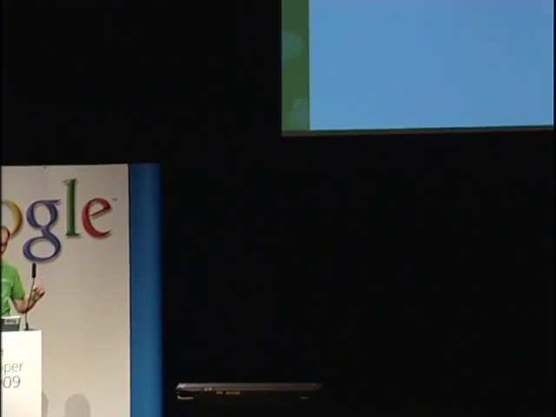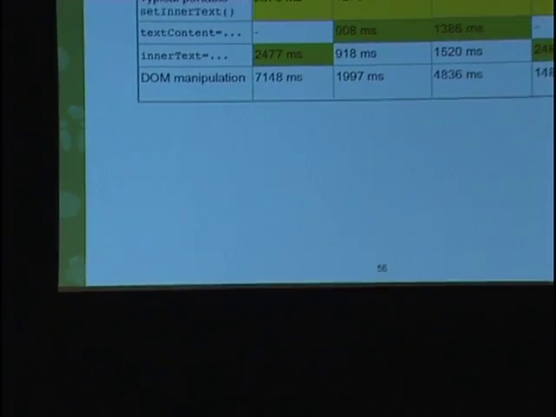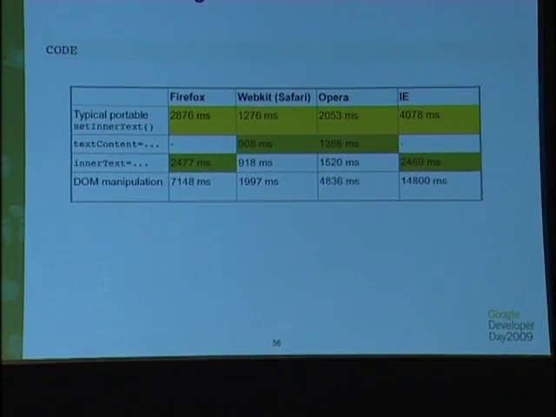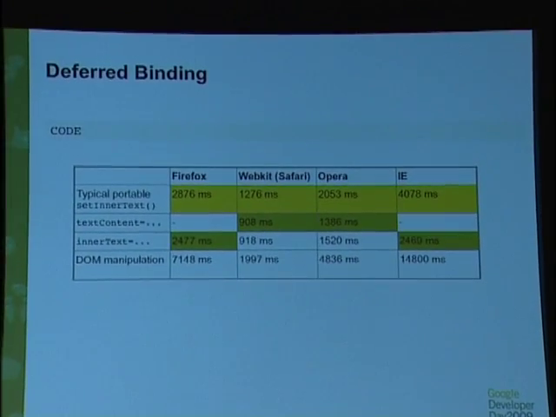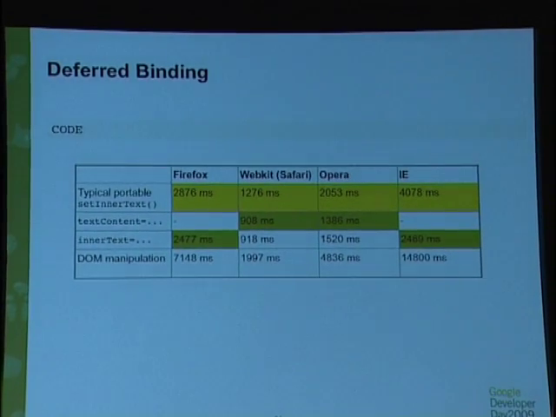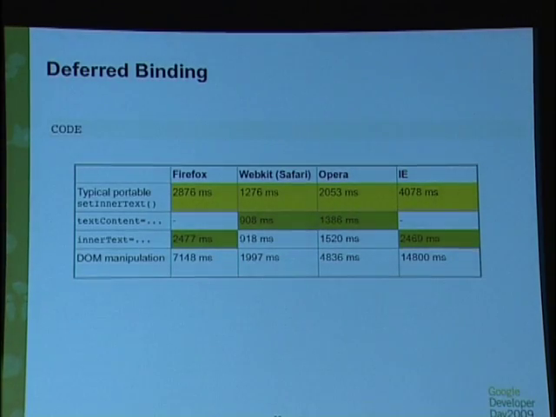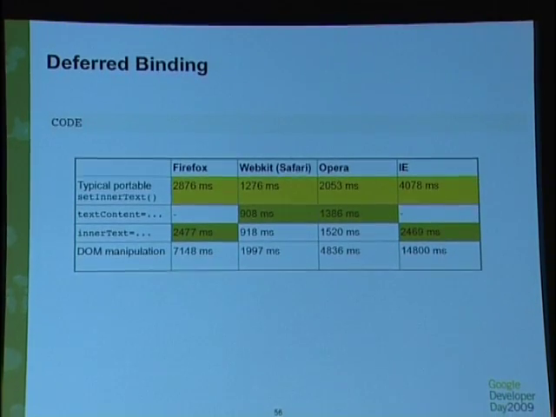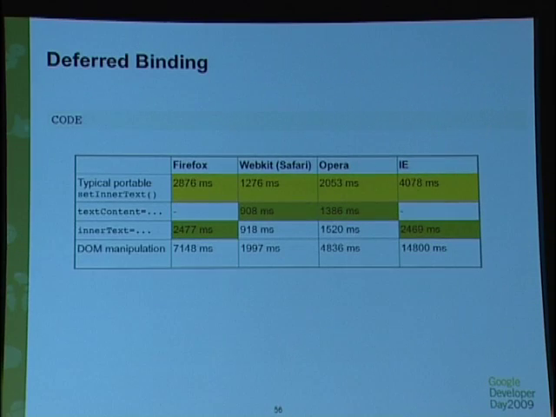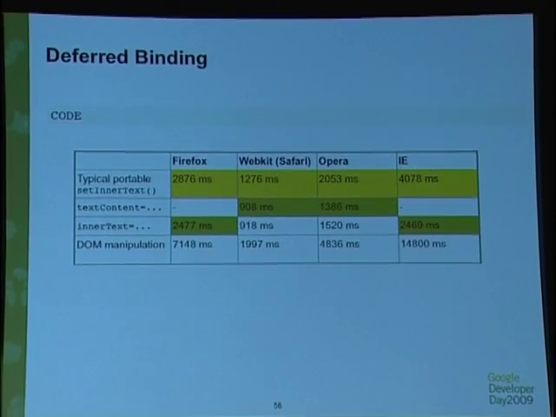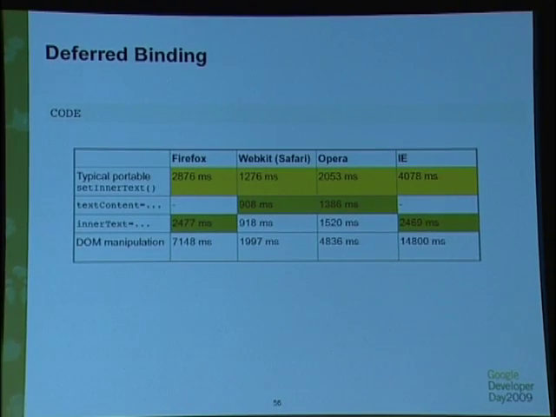Now I'll talk a little bit about deferred binding, about doing a different implementation for each browser. You see here across the top, the kind of the yellow bar, there's a way to set the inner text inside an HTML element in a web browser. This is a simple method called set inner text, and it works on all major browsers. So it's a natural choice. But if you measure, it turns out that this is not the fastest way to do it in any browser. It's kind of a poor choice.